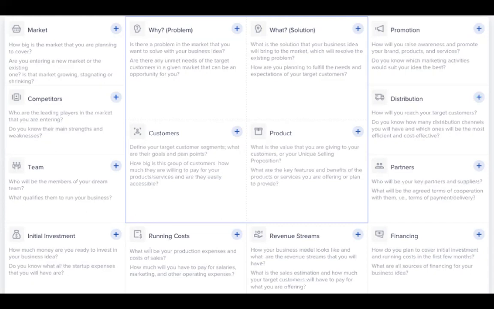What are you raising? And what are you creating? ERRC, rather. What are you eliminating? What are you reducing? What are you raising? And what are you creating? Now, also the customers are there. Define your target customers, and then understand these three things: the problem, solution, and the customers.